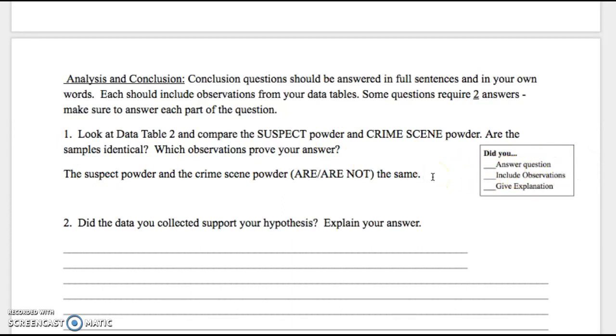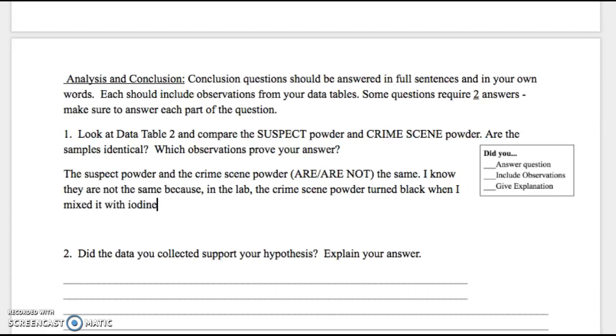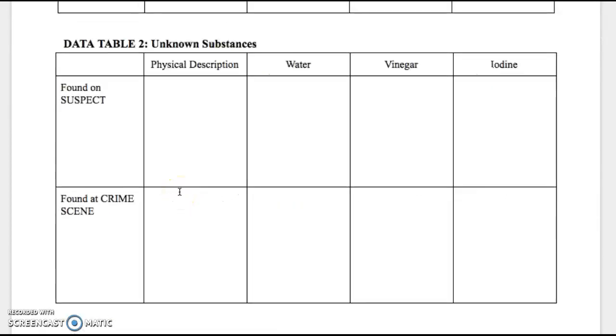So, I know they are not the same because in the lab, the crime scene powder turned black when I mixed it with iodine, but not when I mixed the suspect powder with iodine. Okay, so what that means is, up here, my suspect powder didn't turn black, but my crime scene powder did turn black when I mixed it with iodine.